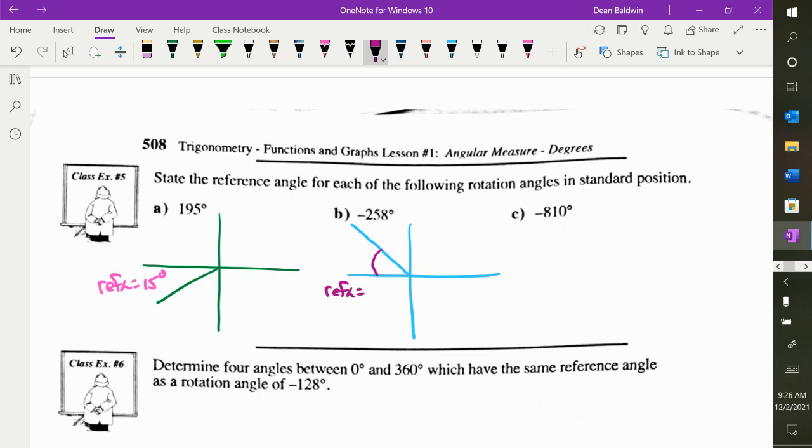Does everybody agree with Dante? Does that make sense to everybody? That it's 78 degrees? Because this is 180, right? So I went to there, and I have to go 78 more degrees to get to 258. This is important. I know it seems whatever, but this is important. Does everybody understand that?